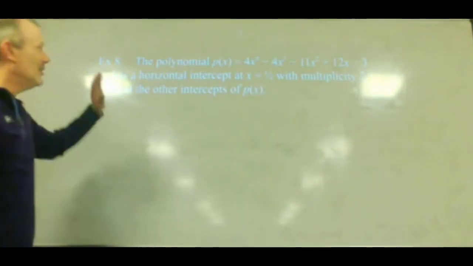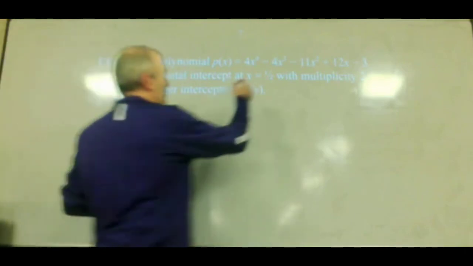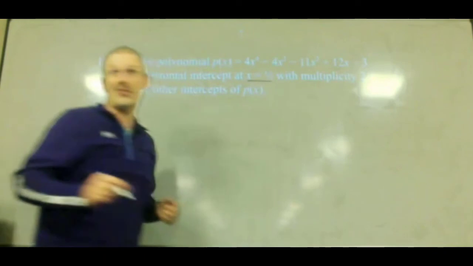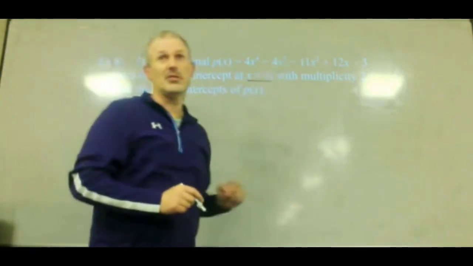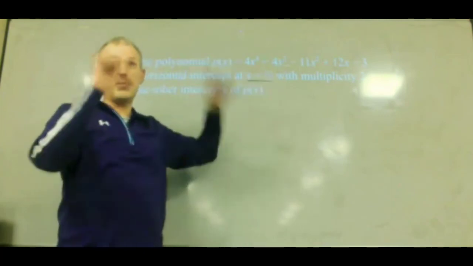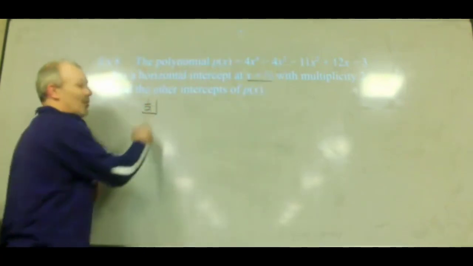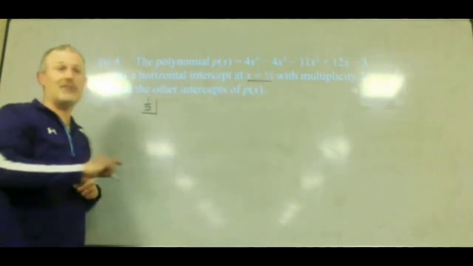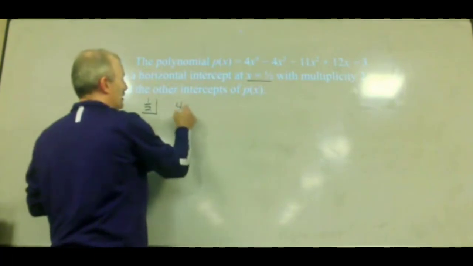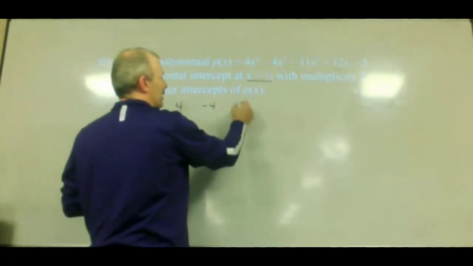Okay, the polynomial p of x equals this, has horizontal intercept at x equals 1/2. Notice they are giving us an answer, right? And it has a multiplicity of 2. Now, if they give you the number, you just put it in. So what's going to go in the corner is 1/2. I know we don't like fractions that much, but that's what goes there. They tell us to use x equals 1/2. So 4, -4.